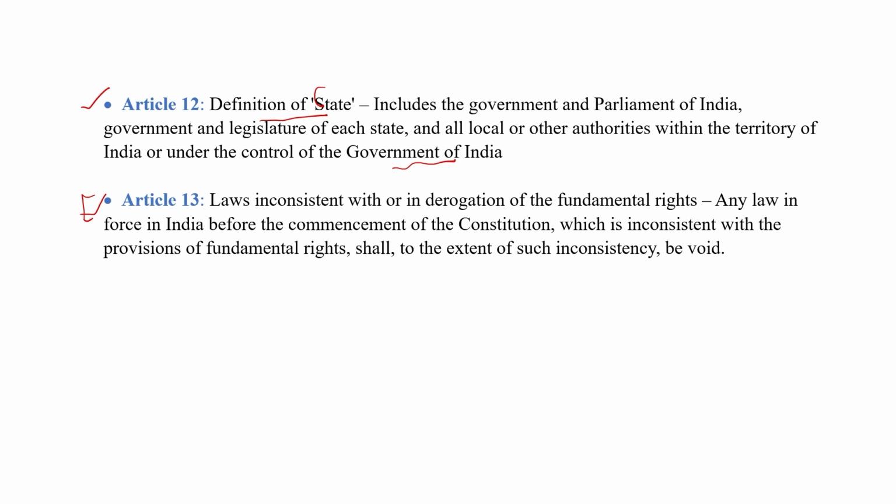Article 13 says if any state government, central government, or local authority makes any law which violates our constitutional fundamental rights, then this law will be counted as void. So Article 12 explains the definition of a state, which includes state, central, and any local government, and Article 13 says that any law in force in India before the commencement of the constitution which is inconsistent with the provisions of fundamental rights shall, to the extent of such inconsistency, be void. So this law will be counted as void.